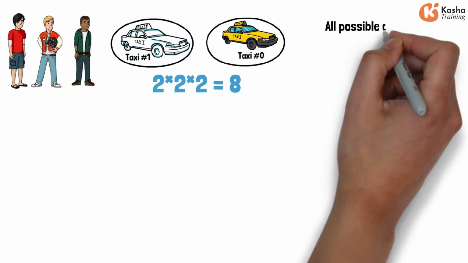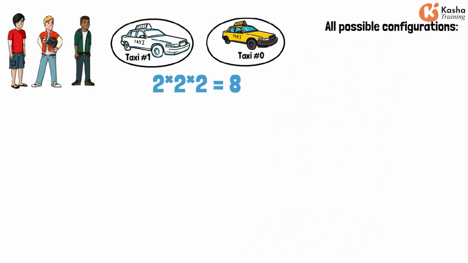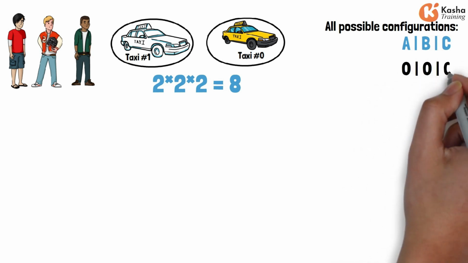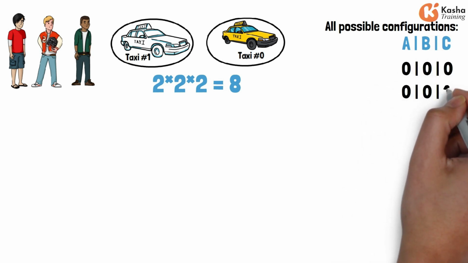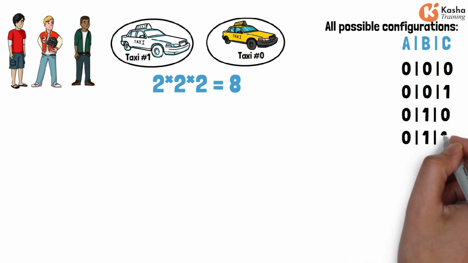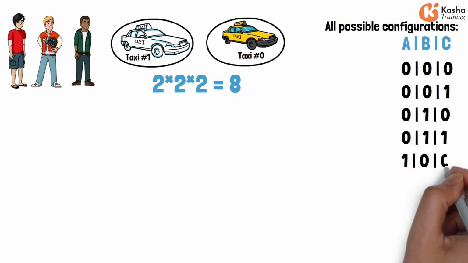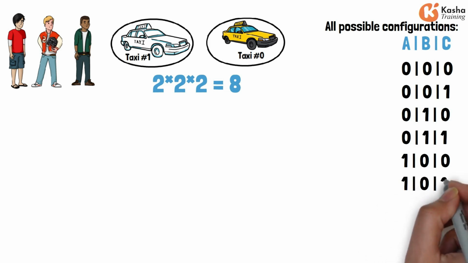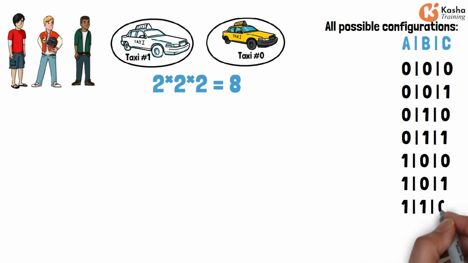Here's a list of all possible configurations. A, B, C. 0, 0, 0. 0, 0, 1. 0, 1, 0. 0, 1, 1. 1, 0, 0. 1, 0, 1. 1, 1, 0. 1, 1, 1. Using 3 bits, you can represent any one of these combinations.